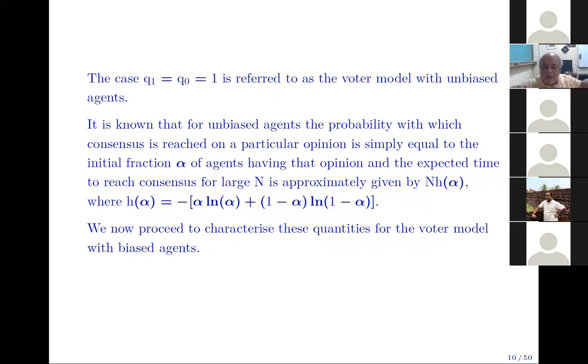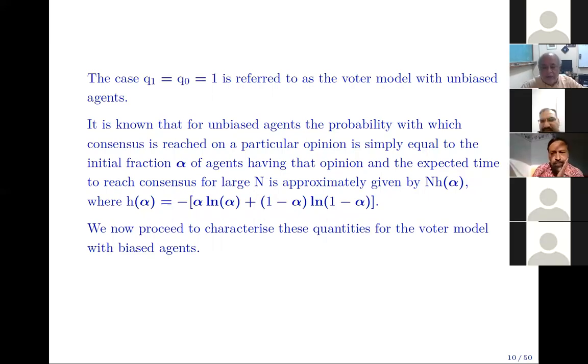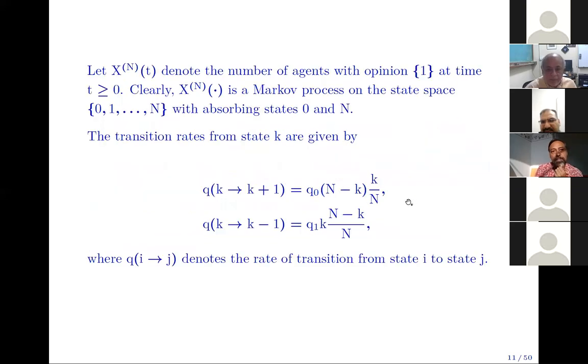In other words, if the initial distribution of opinions was binomial, let's say n comma alpha, so with probability alpha you choose 1, and with probability 1 minus alpha you choose 0, then the expected time to reach consensus, for large n, is approximately n times h of alpha, where h of alpha is given by this entropy function for the binomial. So in the unbiased case, the expected time to reach consensus is of the order of n.